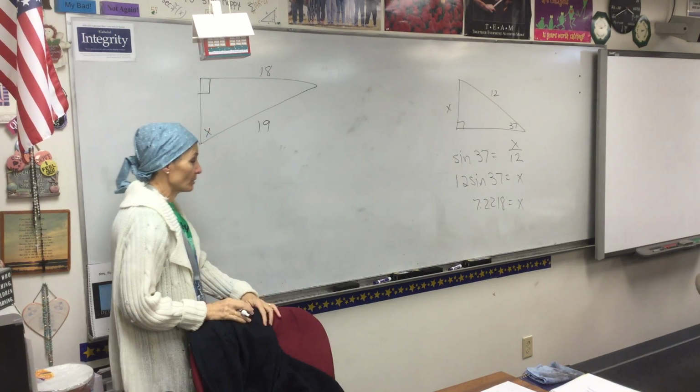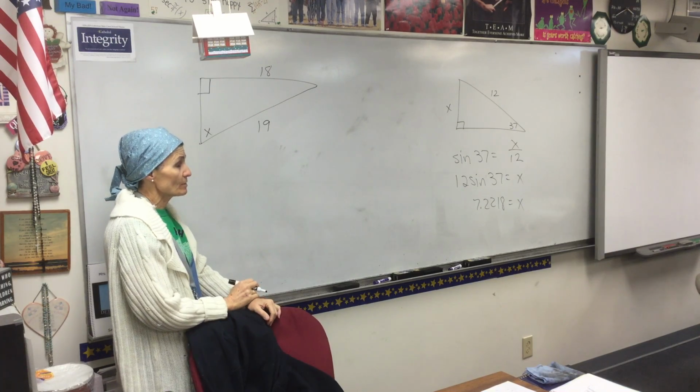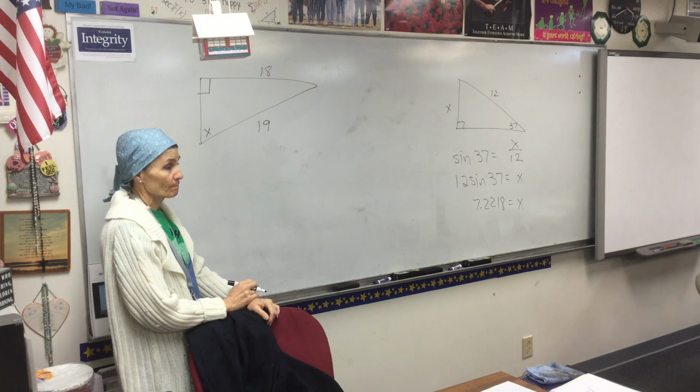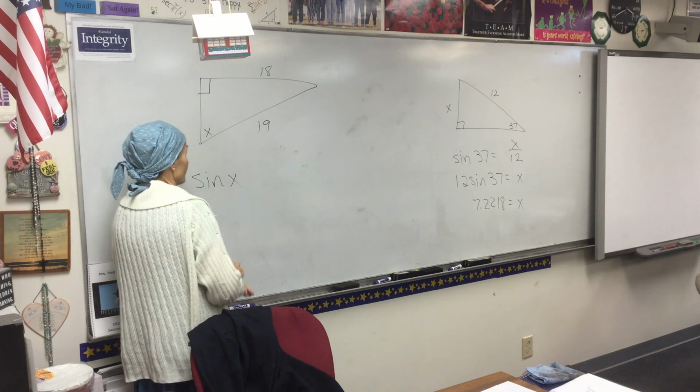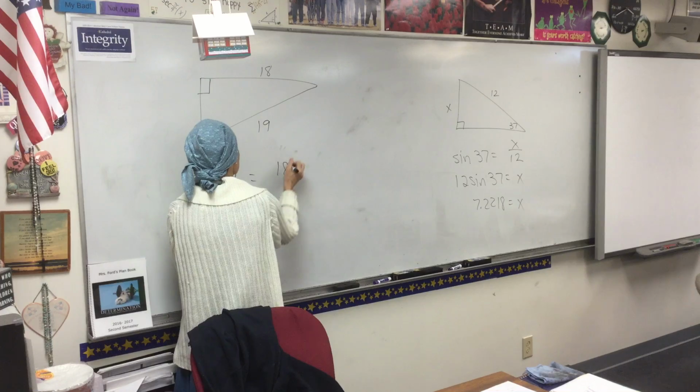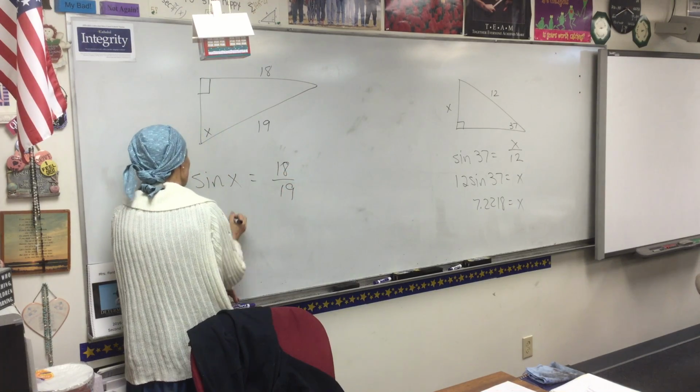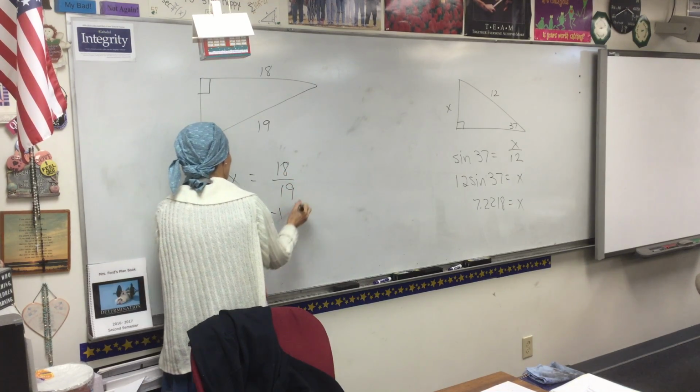Take a look at it. You're going to write an equation using sine, cosine, or tangent. What do you think? That's going to be sine. You're going to say sine x equals 18 over 19. So you're right, you're going to have to second sine it.